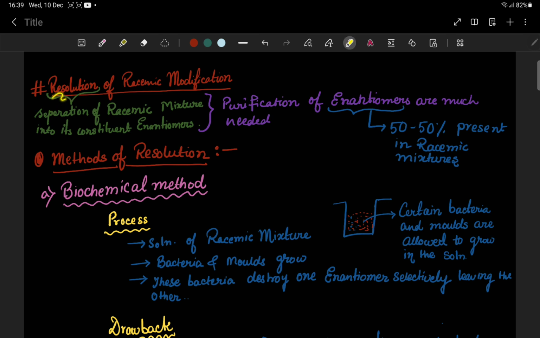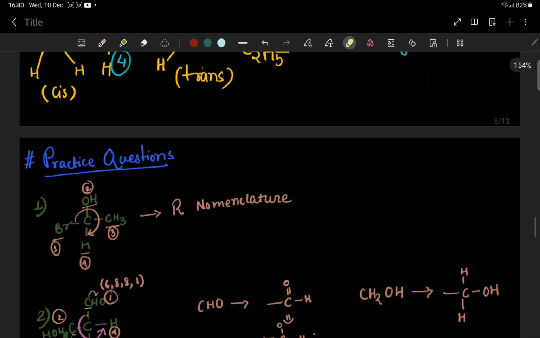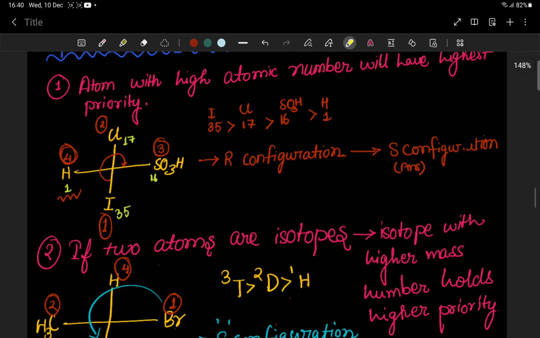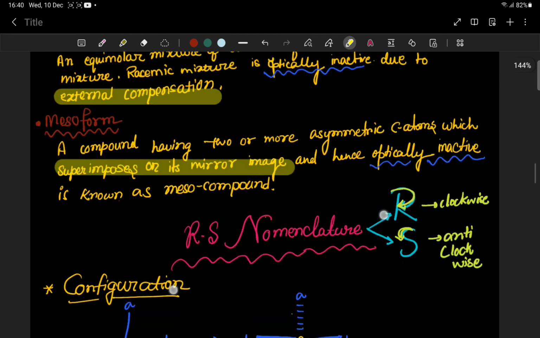Our topic is resolution of racemic mixture. Resolution means basically separation of a racemic mixture into its constituent enantiomers. I know what a racemic mixture is, and I have already taught you. If you can't remember, I will go back to where I taught you racemic mixture.